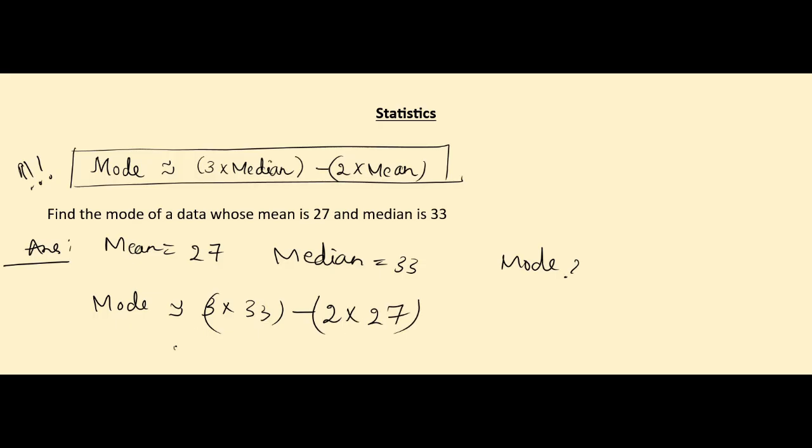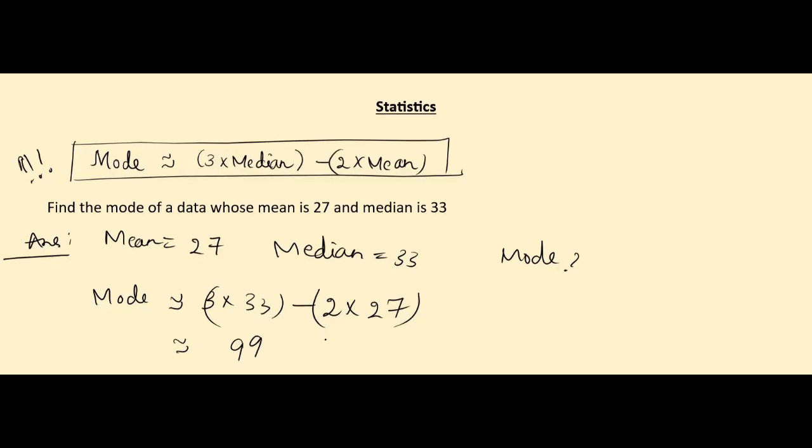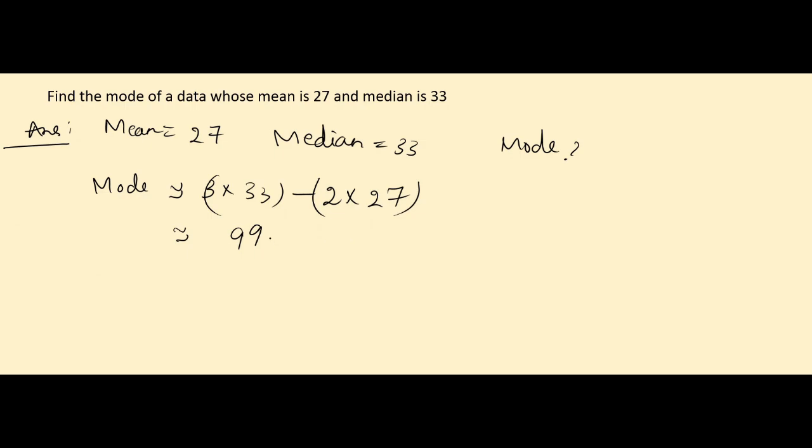Next, mode is approximately 3 into median, which is 33, minus 2 into mean, which is 27. 33 into 3 is nothing but 99, minus 27 twos, that is 54. 99 minus 54 is equal to 45. So mode is approximately 45. This is the answer.